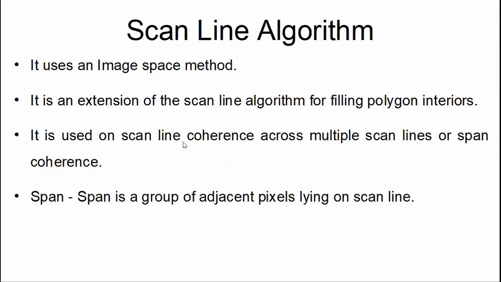Now it is based on scanline coherence across multiple scan lines, or span coherence. In the first session, where we saw visible surface detection, we have seen the span coherence. We can say that the scanline algorithm uses either span coherence or area coherence also. So we know that the span is a group of adjacent pixels lying on the scan line.